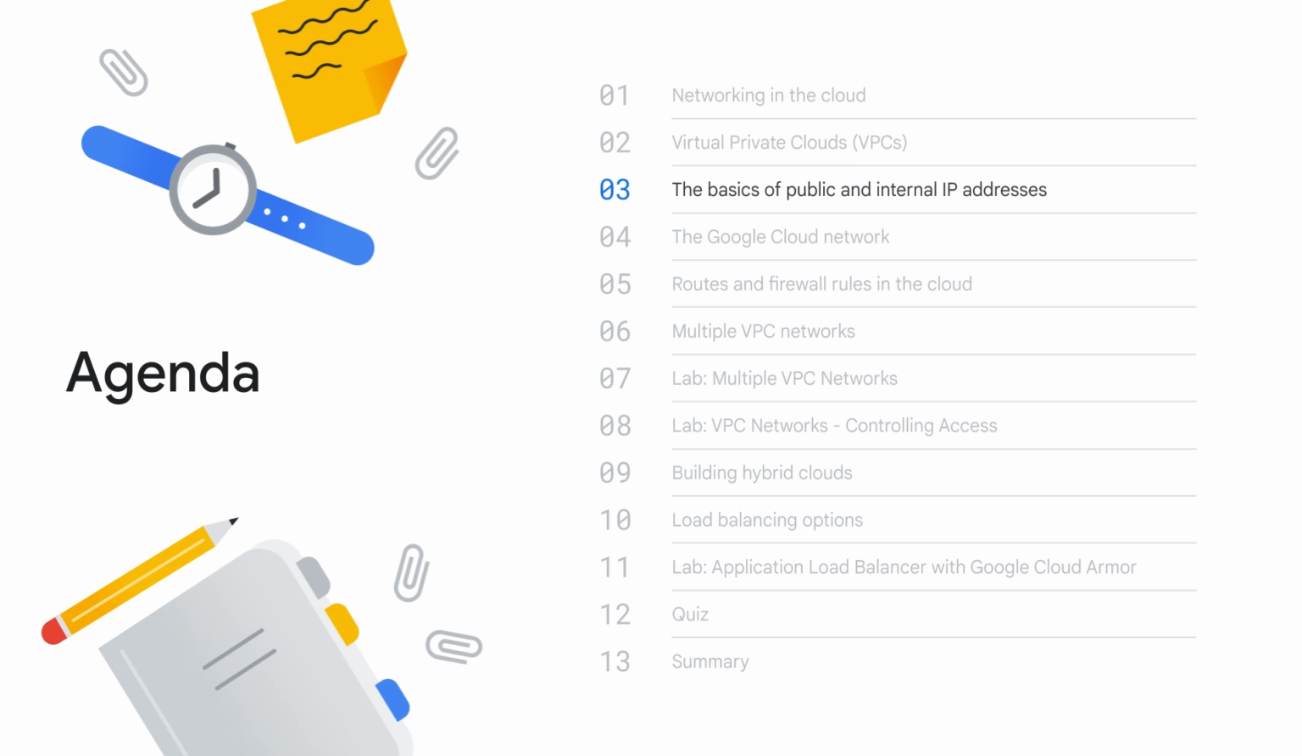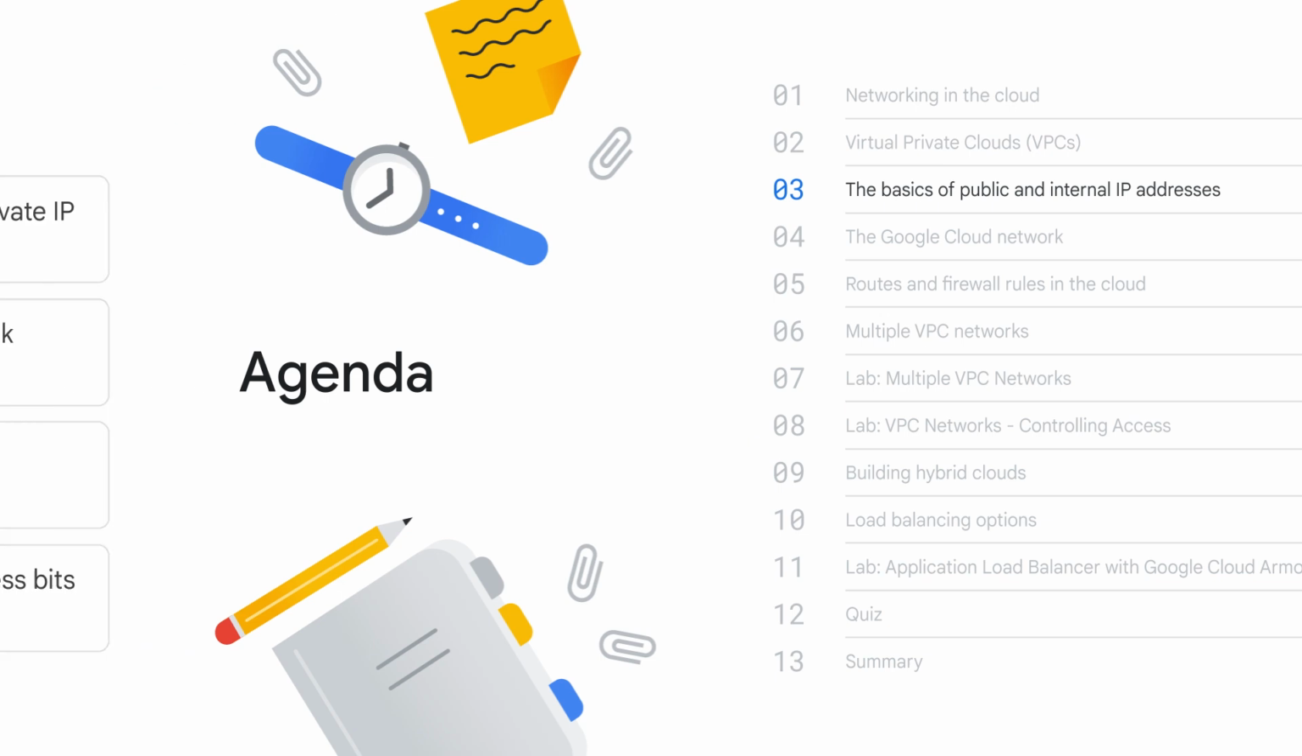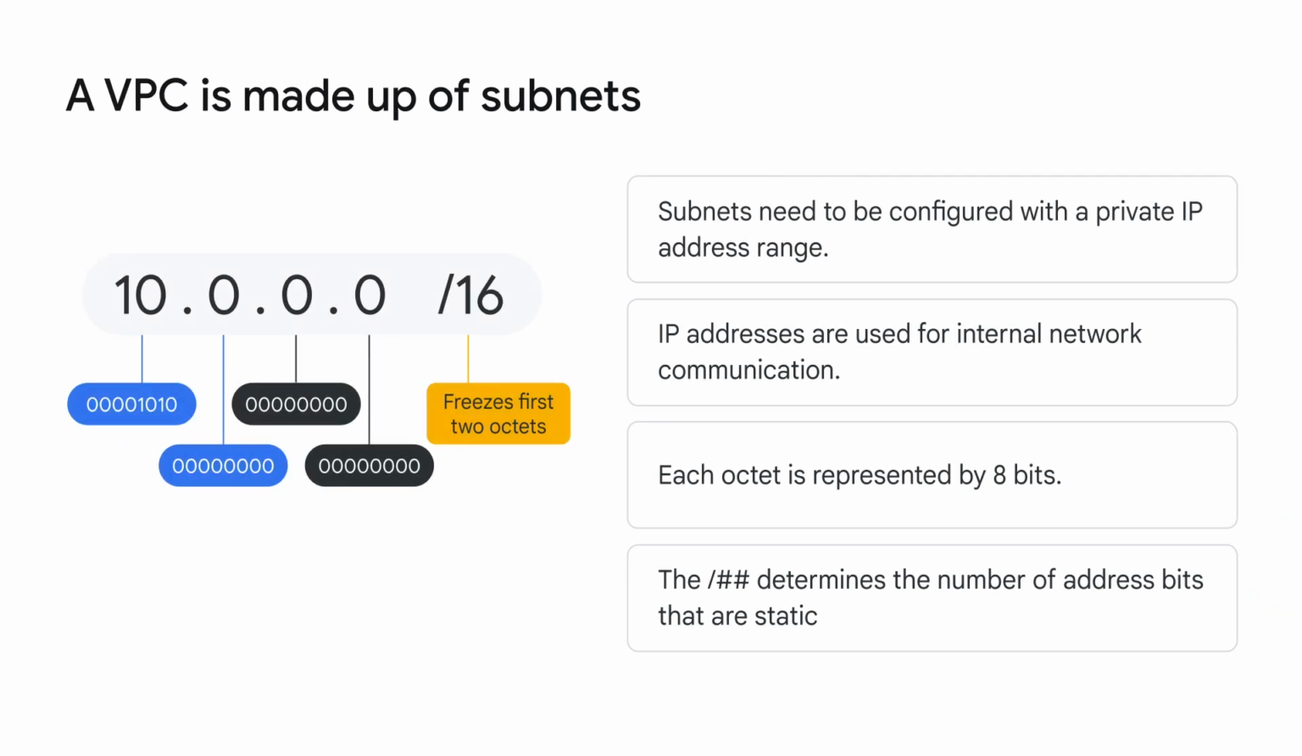In this next section, you'll learn the basics of public and internal IP addresses in the cloud. A virtual private cloud, or VPC, is composed of subnetworks, or subnets, and each subnet must be configured with a private IP CIDR address. CIDR stands for Classless Interdomain Routing. The CIDR range will determine what internal IP addresses will be used by virtual machines in the subnet.